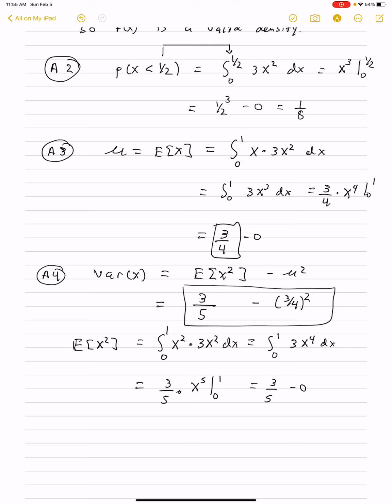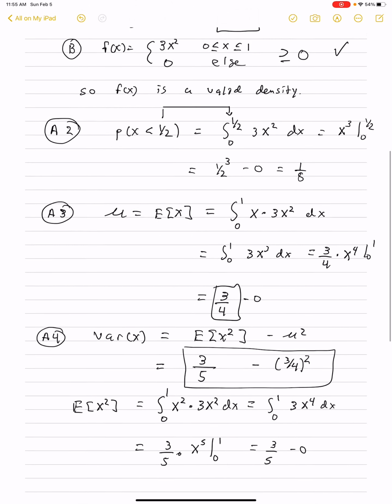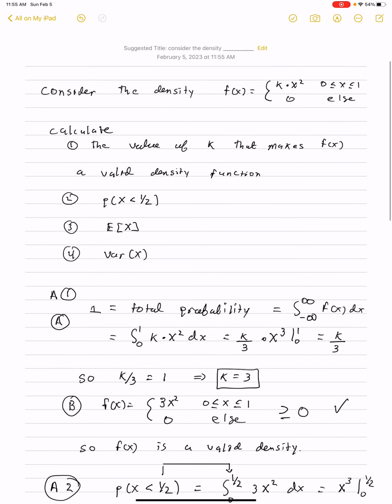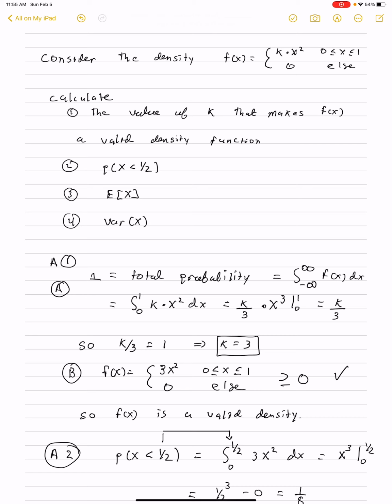Okay. So just a few examples of using some definitions to calculate the value of k that makes a valid density function, to calculate probability, to calculate expected values, to calculate variance.